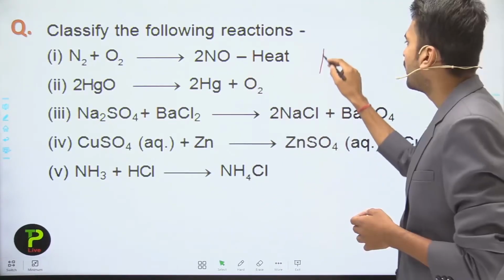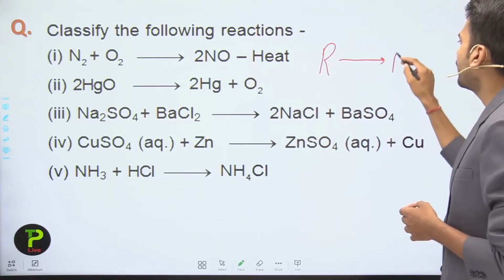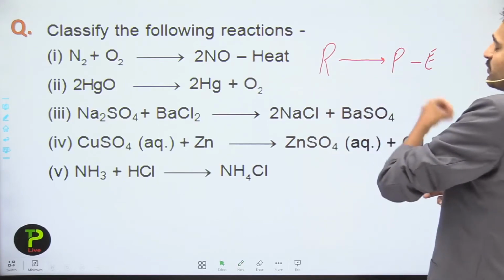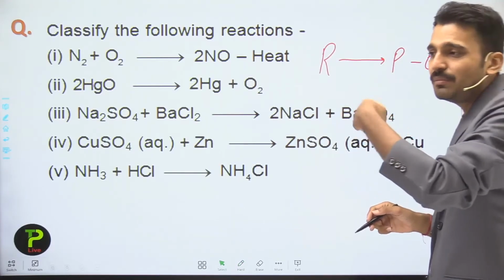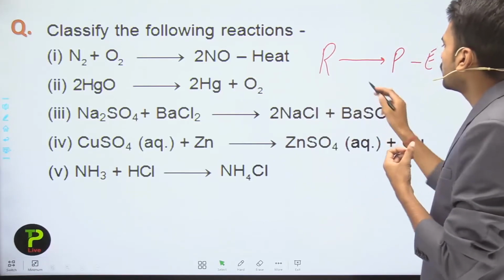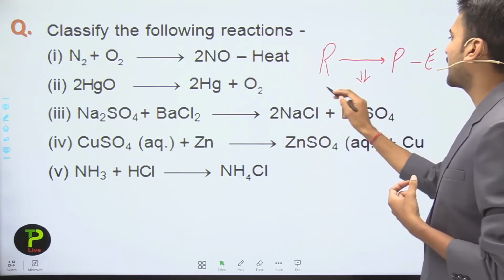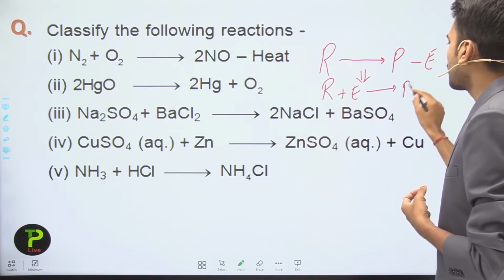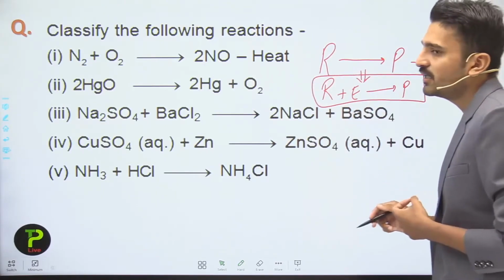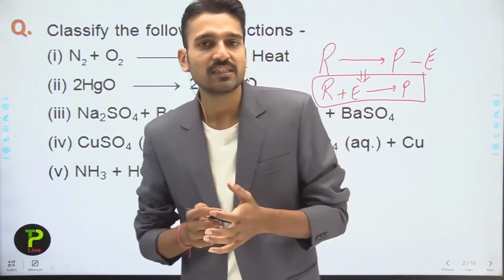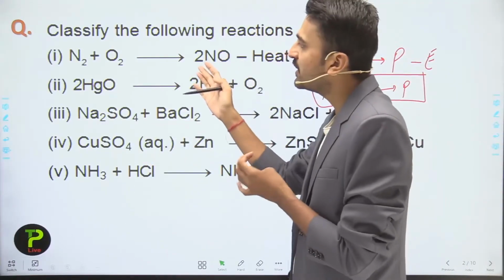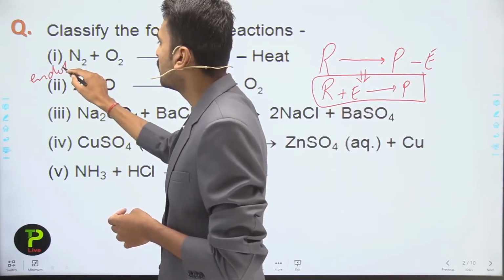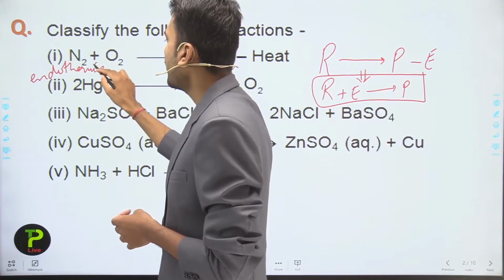So here you see it is a type of reactants gives products minus energy. It means that the energy must be added to the reactant side. So you can also write this particular reaction as reactant plus energy gives product, and this particular form of reaction comes in the endothermic reaction. So the above reaction which is given here is a type of endothermic reaction.